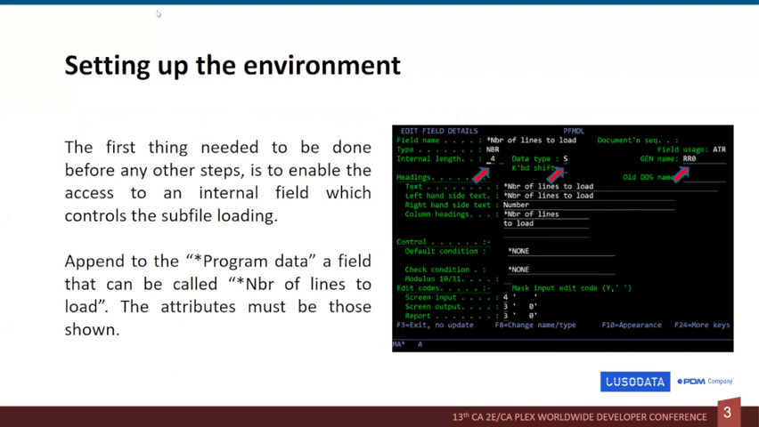So the first thing we have to do, and it's done just once, is set up the environment. The first thing we need is a field. I called it number of lines to load. It has to be 4 bytes long, zoned decimal, and have the name RR0, because it will match the name of an internal variable on the tree. Then we have to append that field to the program data structure.